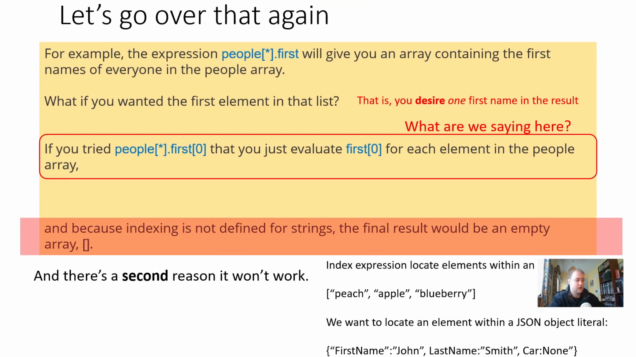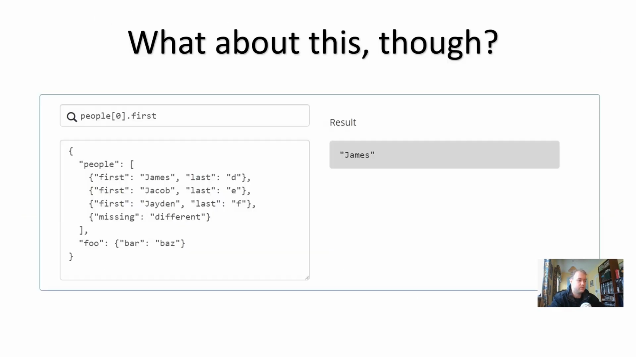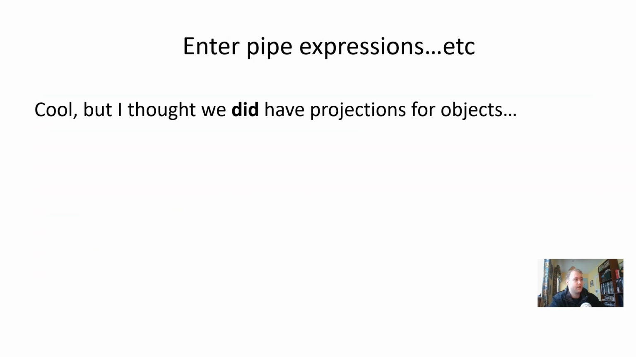Okay, index expressions locate elements within an array, and we've got a JSON object literal. But like I said, this works. Maybe it's a fluke that it works on a tutorial. I don't know, just putting 0 in square brackets to get the 0th element. But anyway, the point is, enter pipe expressions.